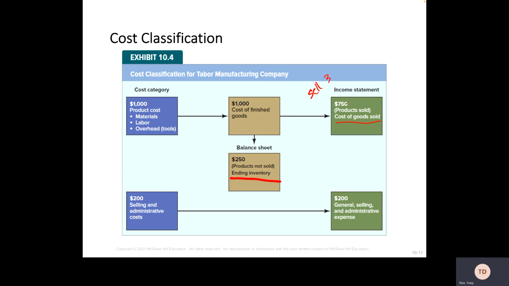If we've just got selling and administrative costs of $200, it goes directly onto our income statement as an expense. There's no stopping at an asset in between. It just goes straight onto the income statement as an expense. So I hope this helped you figure out the difference between period costs and product costs. And in the next video, we'll start going through some of the demo problems.